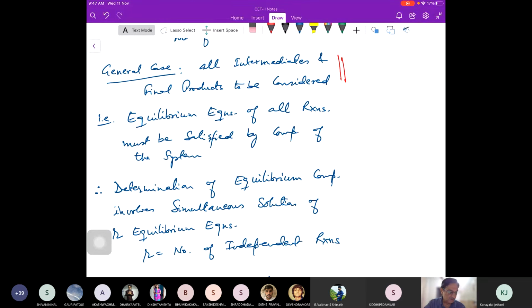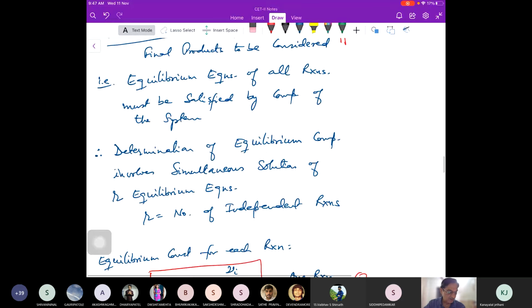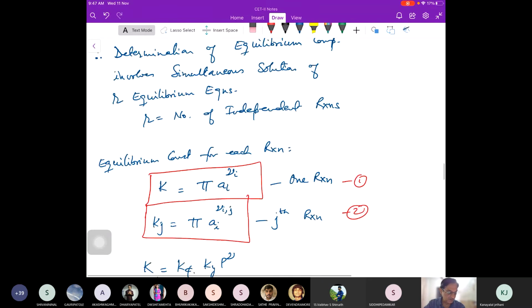Okay, so equilibrium equations of all reactions must be satisfied by the composition of the system. If we consider all the cases, determination of equilibrium composition involves simultaneous solution of R equilibrium reactions or equations. The number of reactions we have is the number of equations we get. So the equilibrium constant for each reaction we can write as K is equal to pi of a_i raised to the power of nu_i. This is for one reaction.